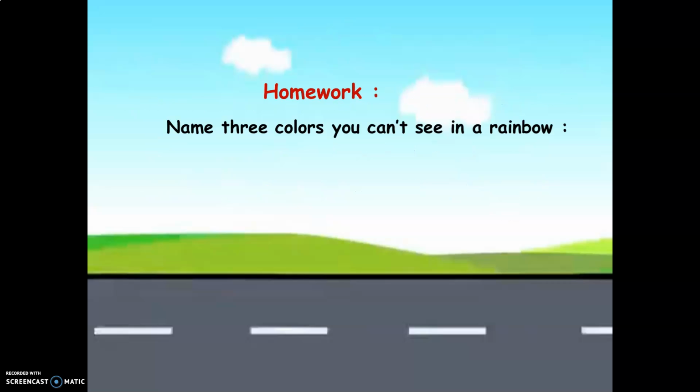Okay? Now, this is a homework. Name 3 colors you can see in a rainbow. For example, white, black, and pink.